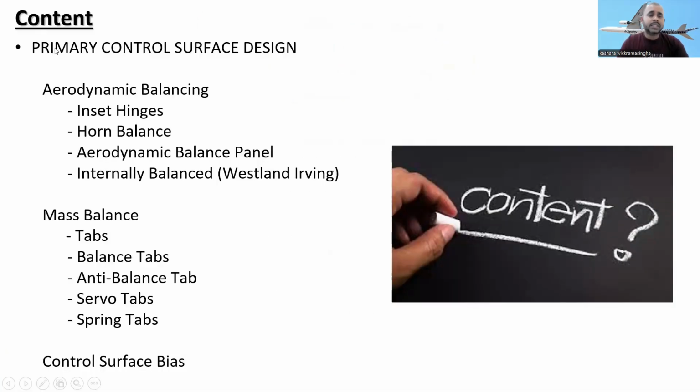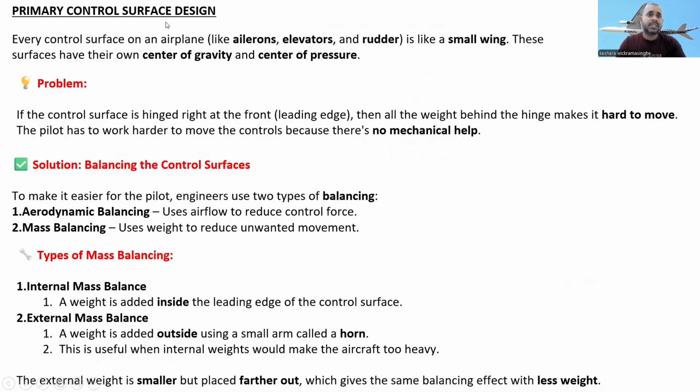In the content, I'm going to explain primary control surface designs under aerodynamic balancing: the inset hinges and horn balance, aerodynamic balance panel, and internally balanced leading edge. Then the mass balance, and under that tabs: balance tabs, anti-balance tabs, servo tabs, spring tabs, and finally control surface bias. All right, let's go to the first one, primary control surface design.